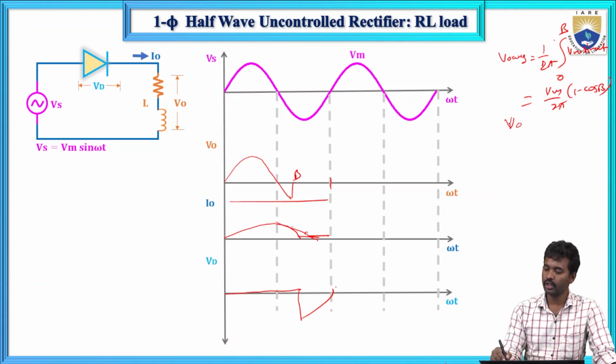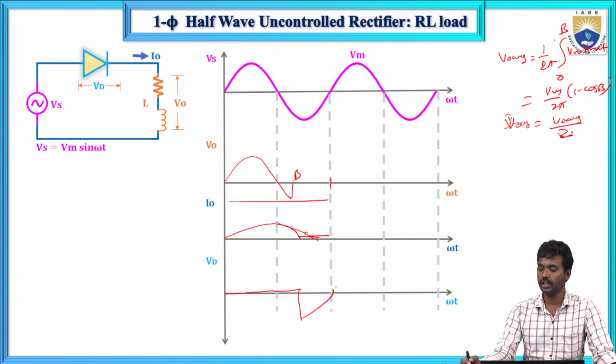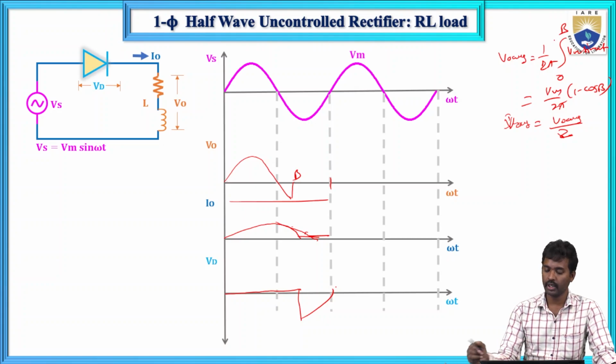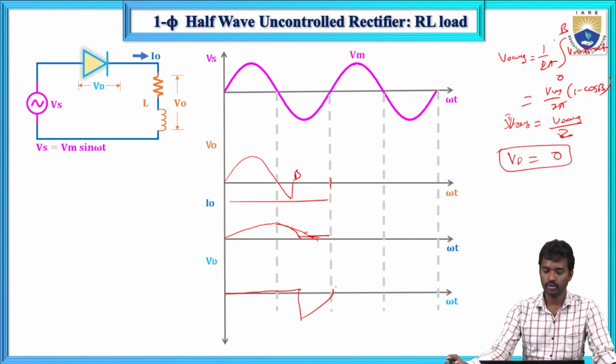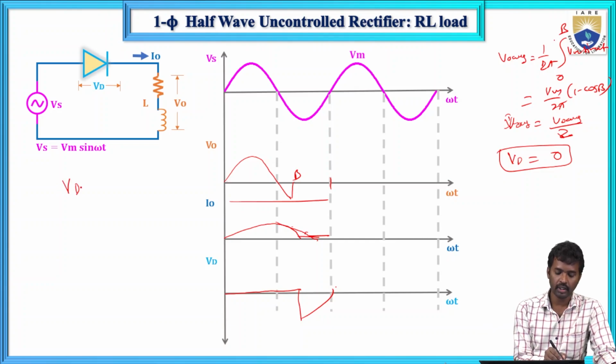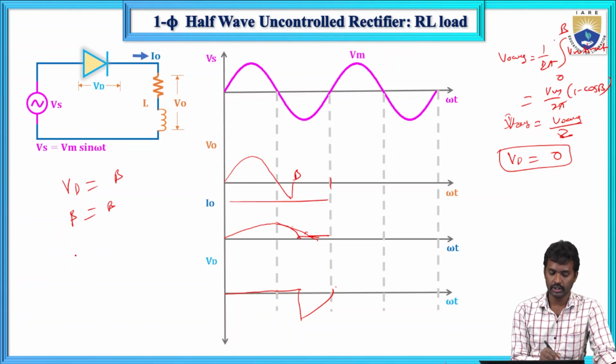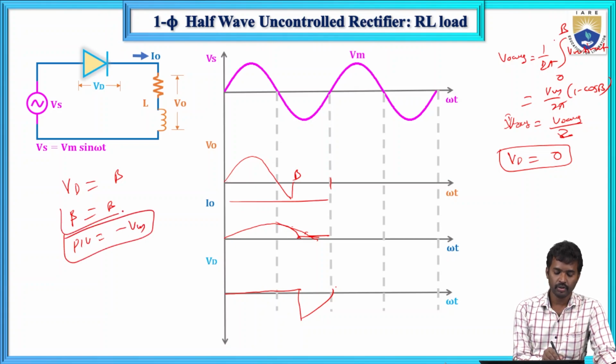So now here the V naught average value, I naught average value equals V naught average divided by Z, where Z equals square root of R square plus (omega L) square. Now here Vd equals 0. Now here the V naught RMS value. Now what about the conduction angle? Conduction angle of diode equals beta, and extension angle equals beta. And now the peak inverse voltage equals minus Vm. So this is the case.